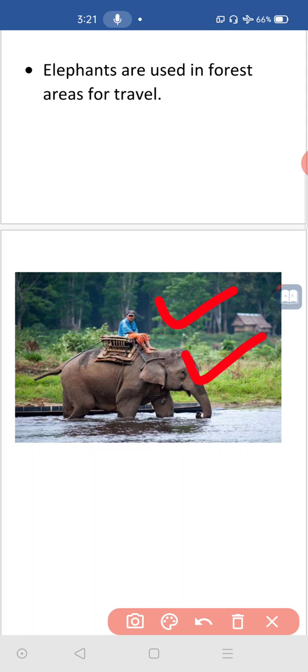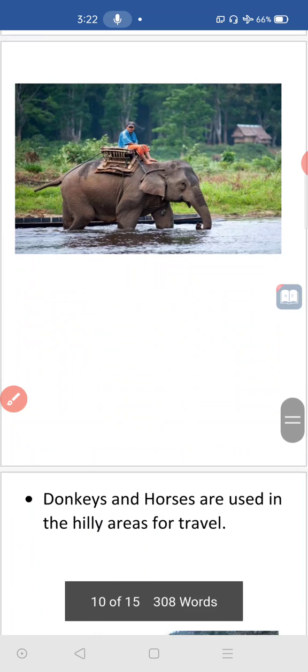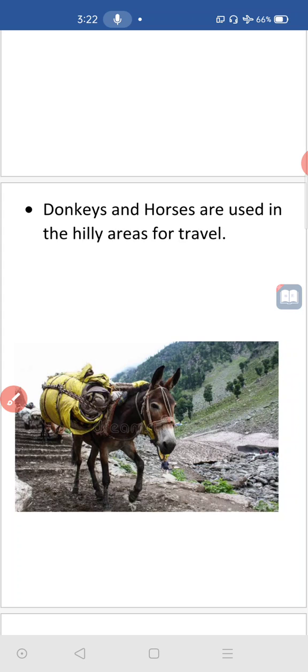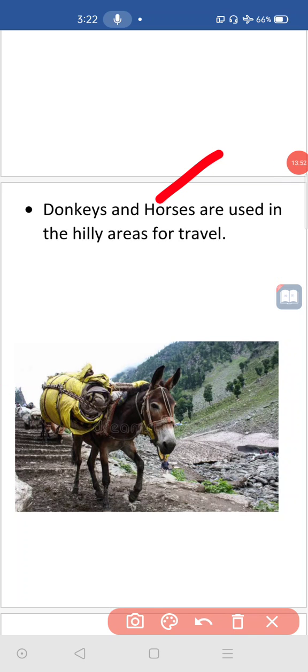They use specially trained elephants to move from one place to another in the forest areas. Okay. Then look at this. Donkeys and horses are used, mules we are calling them, no? Those donkeys and horses are used in the hilly areas for traveling. Especially in the hilly areas, to carry our goods, we need donkeys and horses. Look at it. Donkeys and horses will be used in hilly areas.